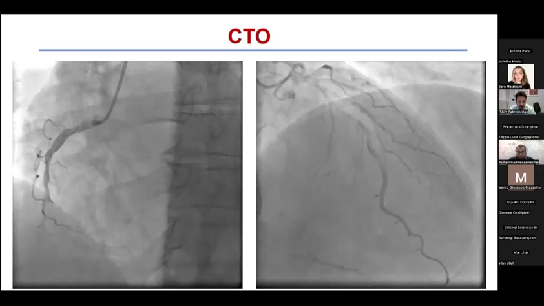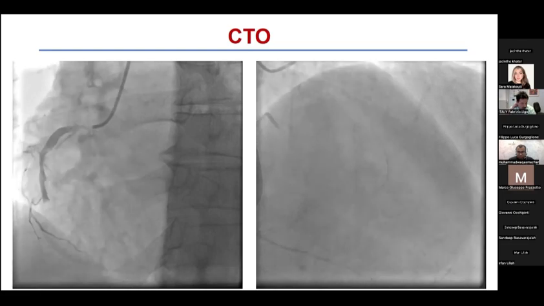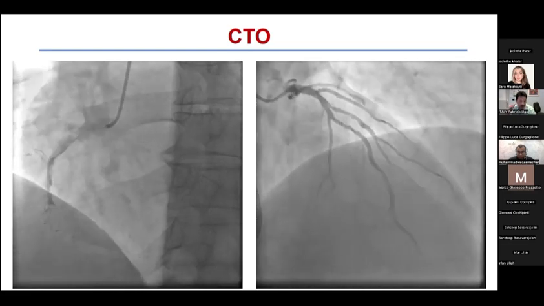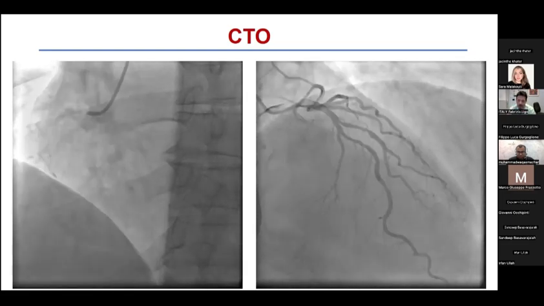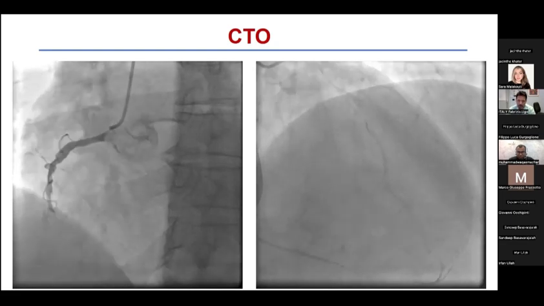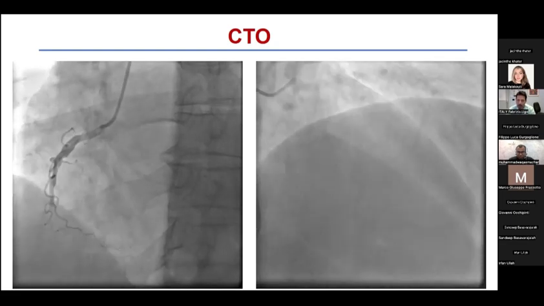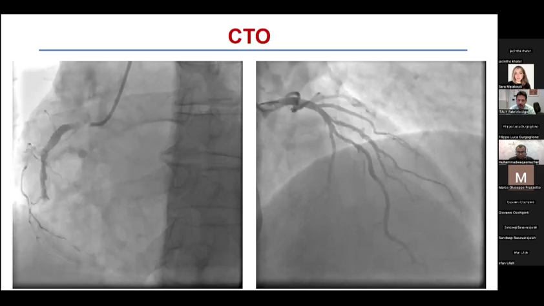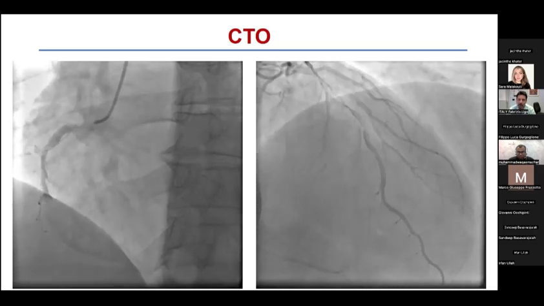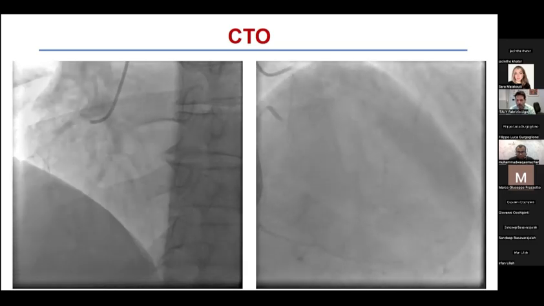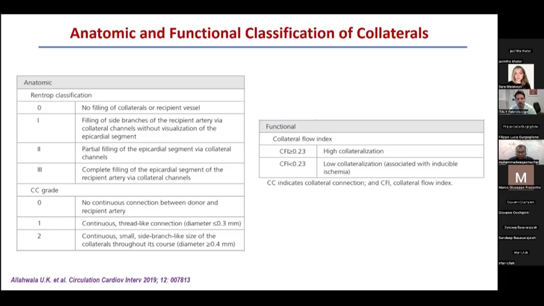This is an example of a chronic total occlusion. We have a recent occlusion of the RCA, 3 months old, with the donor vessel provided by the LAD, which is a diseased LAD, and we also have a critical focal stenosis of a diagonal branch. First of all, I would like to introduce the collateral classification.